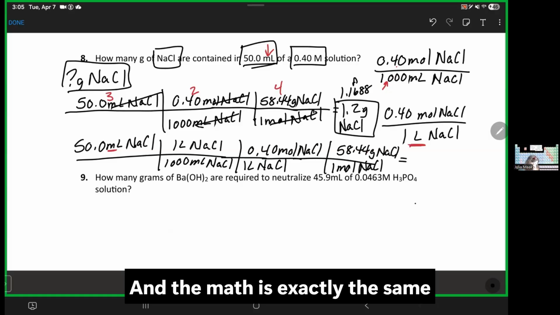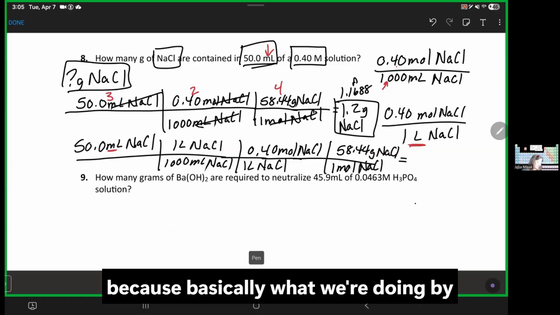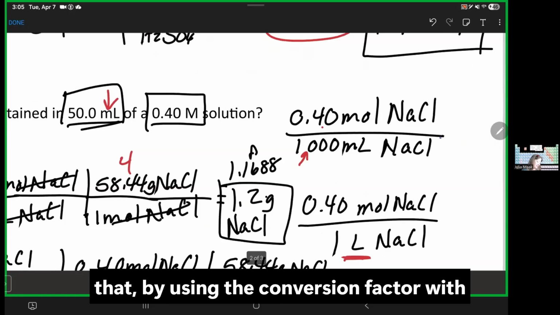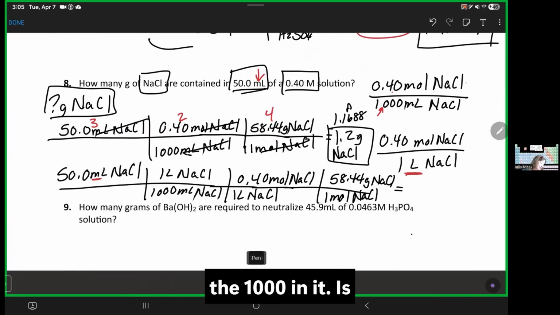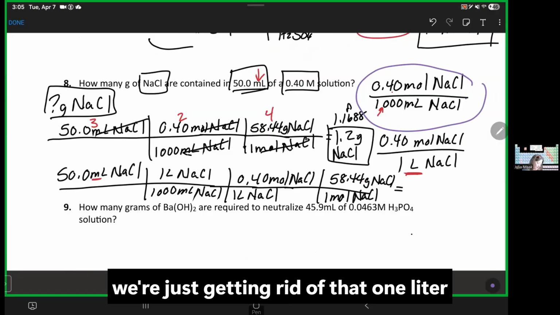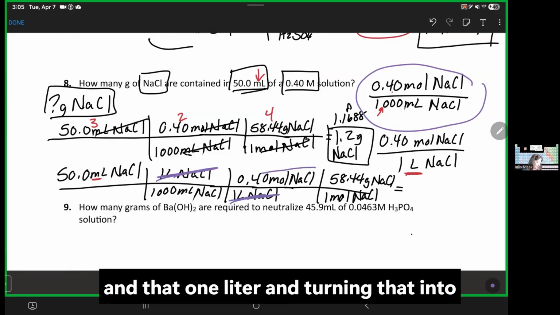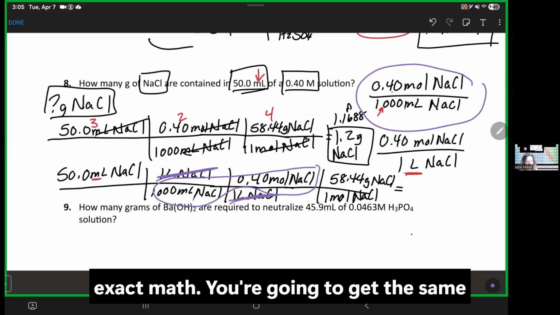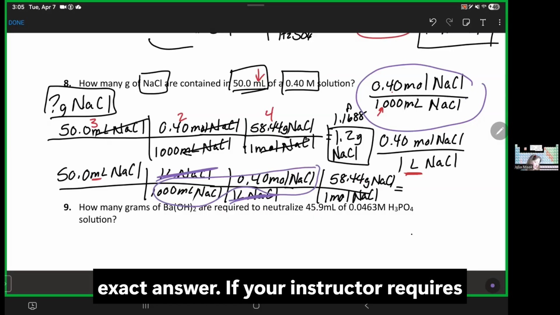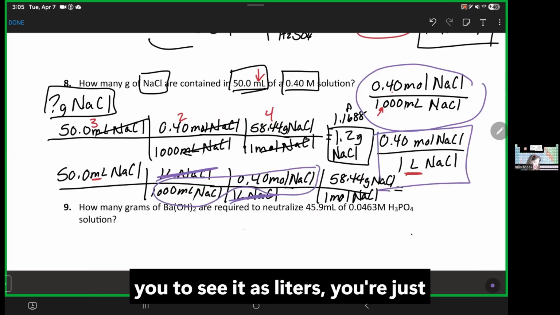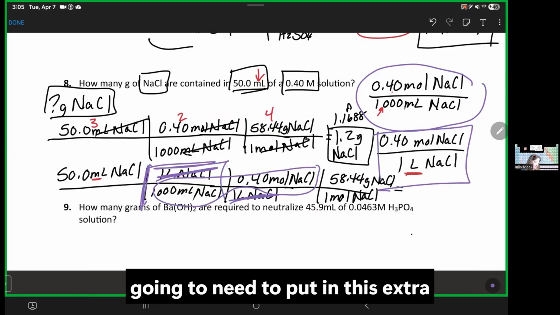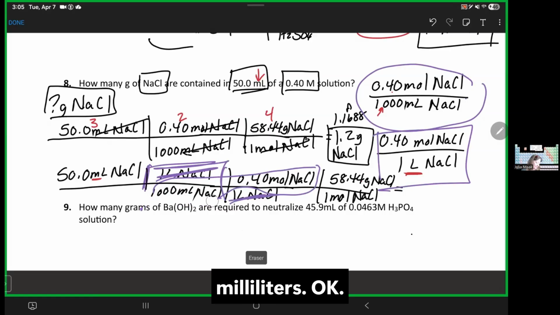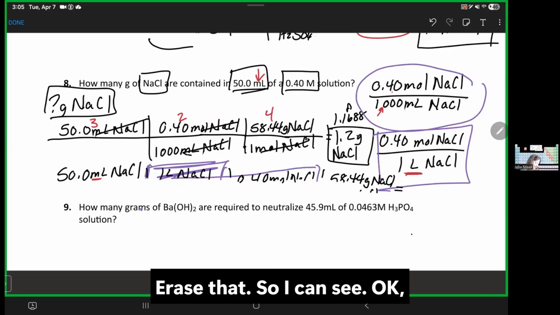And the math is exactly the same, because basically what we're doing by using the conversion factor with the 1,000 in it is we're just getting rid of that 1 liter and that 1 liter and turning that into one conversion factor. Okay, it's the same exact math. You're going to get the same exact answer. If your instructor requires you to see it as liters, you're just going to need to put in this extra conversion factor to get from liters to milliliters. Okay, fix that so I can see.